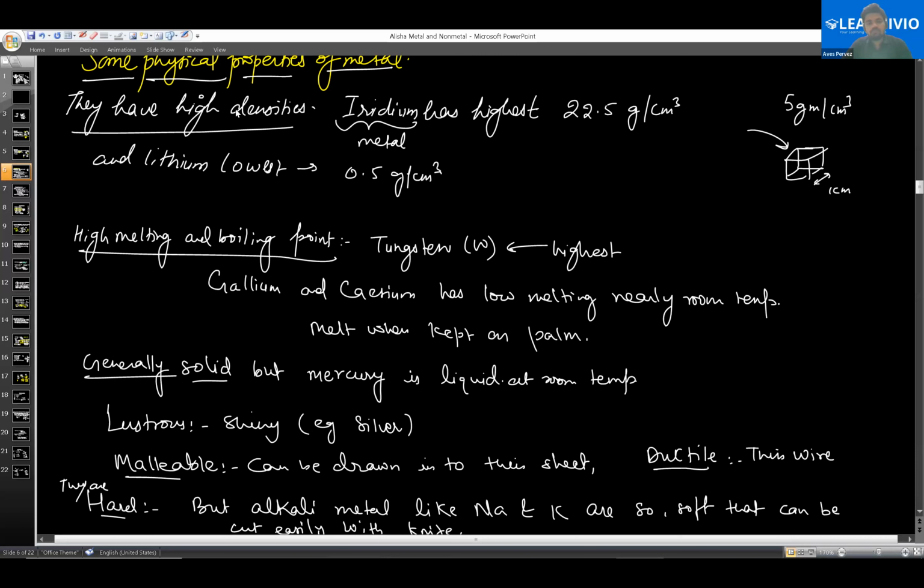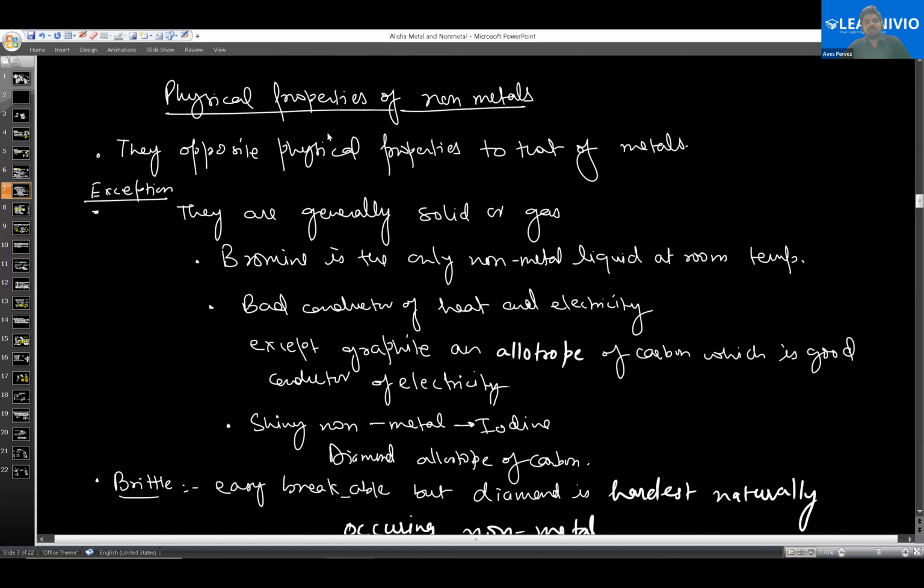Yes, sir. Okay. Now we shall discuss the study. Similarly, metals are generally... Non-metals are generally soft, they are bad conductors of electricity, they are generally gases or solid, but the only non-metal that is liquid at room temperature is bromine.